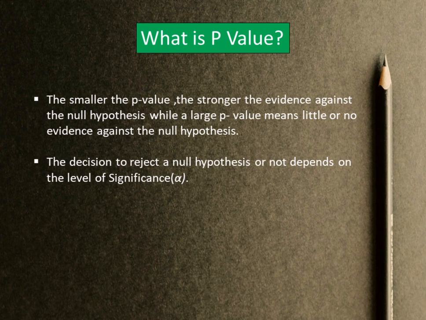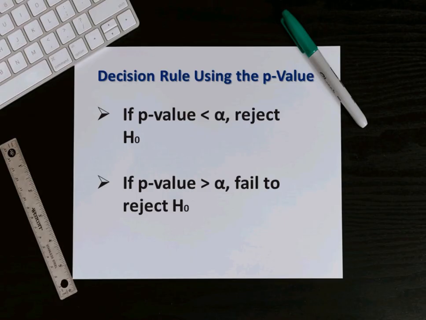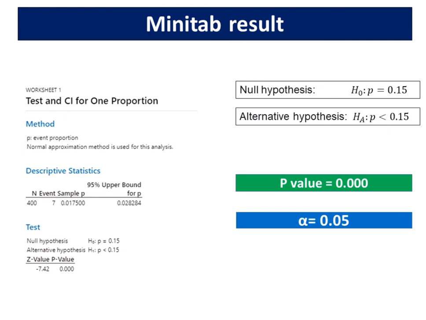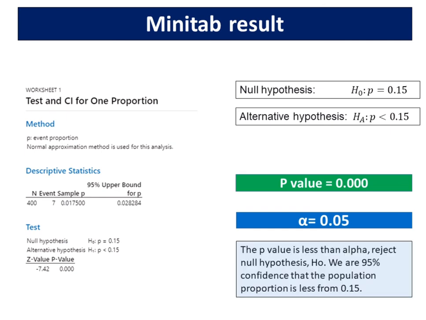The decision to reject a null hypothesis or not depends on the level of significance alpha. If p-value is less than alpha, reject null hypothesis. If p-value is greater than alpha, fail to reject null hypothesis. The level of significance used is 0.05. The p-value is less than alpha, so we reject the null hypothesis. We are 95% confident that the population proportion is less than 0.15.